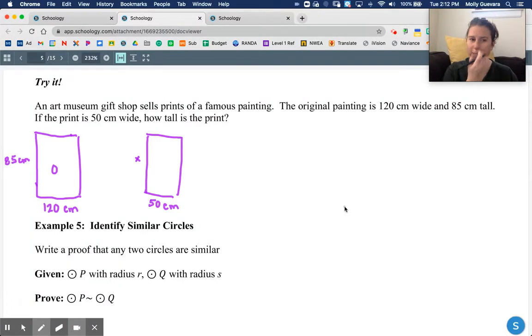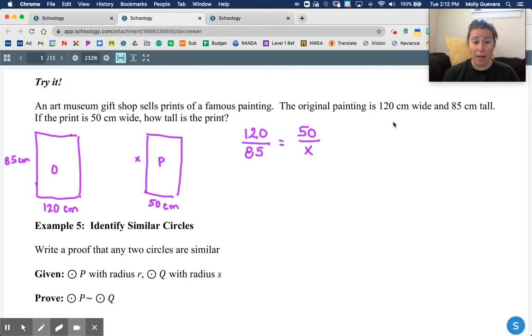All right, so hopefully you guys gave this a try. I have gone ahead and drawn the original painting and labeled it, and then the print and labeled it. Now, the ratios have to be the same in order for these two shapes to be the same shape, just different sizes. So I can just set up a proportion. There's a lot of different ways that you can set this up, okay? So I can say 120 over 85 equals, if I do 120 over 85, I have to do 50 over x. And then I can just cross multiply and solve for x.